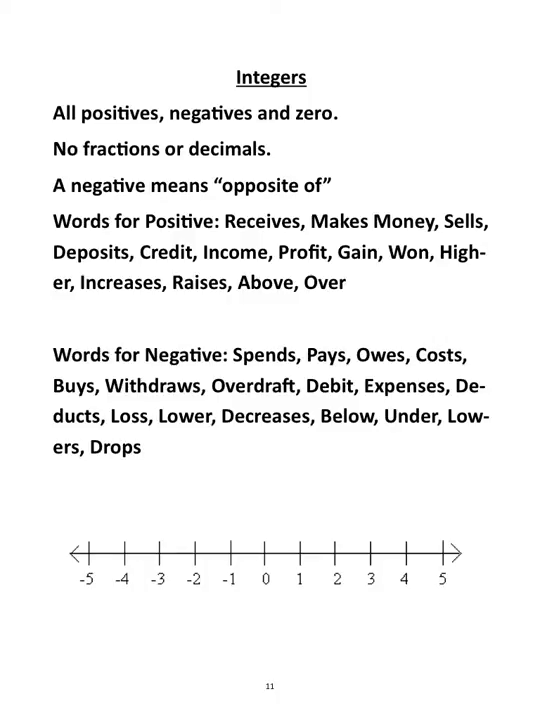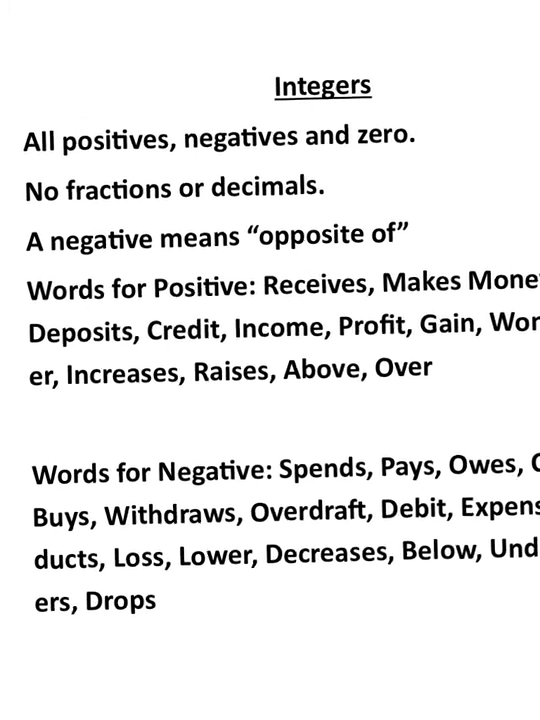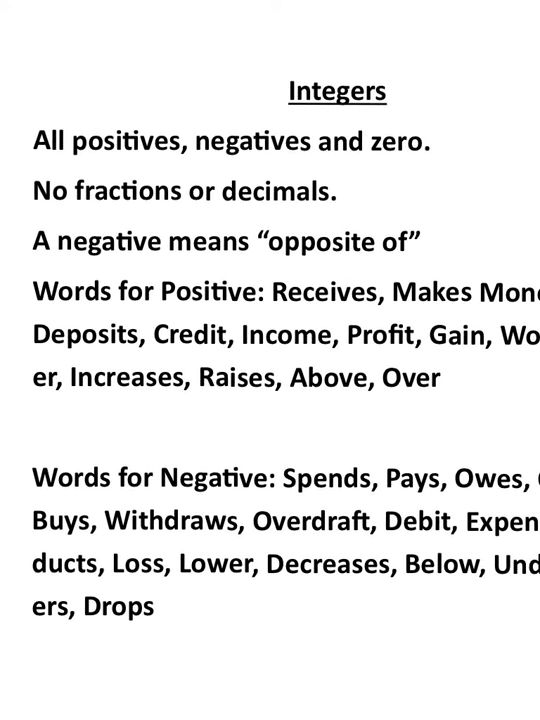To start off with our negative numbers, we're going to use the number system called integers. Now, integers are all positives, all negatives, and zero. There are no fractions and no decimals. Those are going to come, but we're not there yet. Please note that a negative means opposite of. So anytime you see the word negative, it is going to mean opposite of.